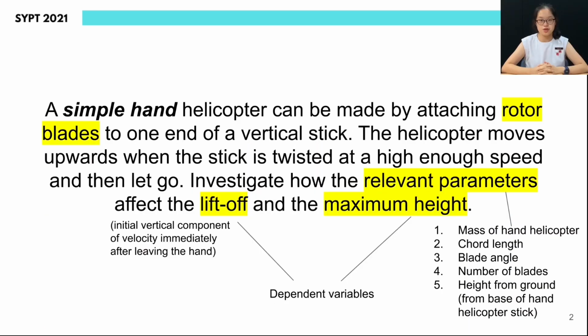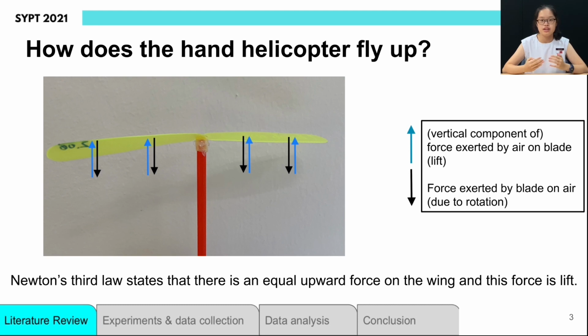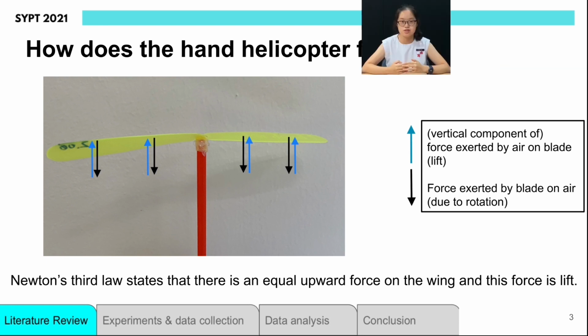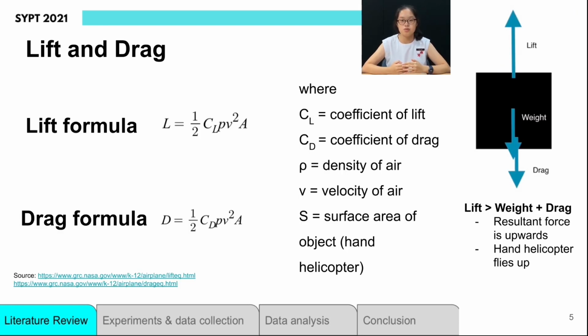In our analysis of the question, we noted the liftoff and maximum height of the hand helicopter as the dependent variables. The hand helicopter flies up due to Newton's third law of motion. As the blades rotate, the blades push the air down and the air exerts a force of equal magnitude and opposite in direction on the blade, resulting in lift. Lift and drag act in opposite directions.